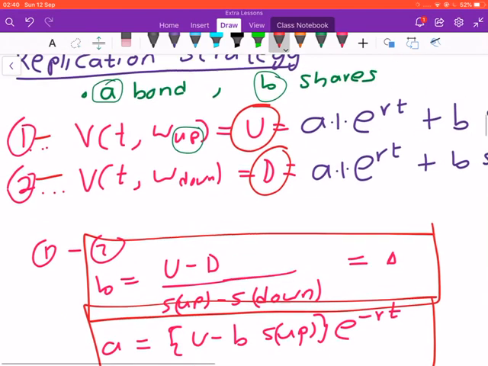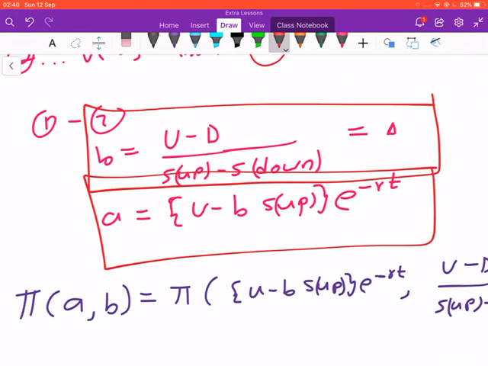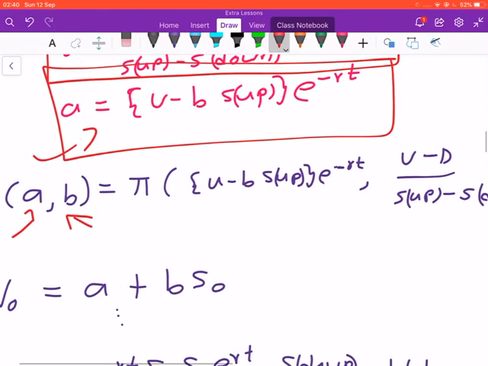So when you simply subtract equation 1 and equation 2, you will come to the conclusion that this is the amount B of shares you should buy, and this is the amount A of risk-free bonds you should buy. Meaning that in this strategy, your portfolio will have A bonds and B shares, right?